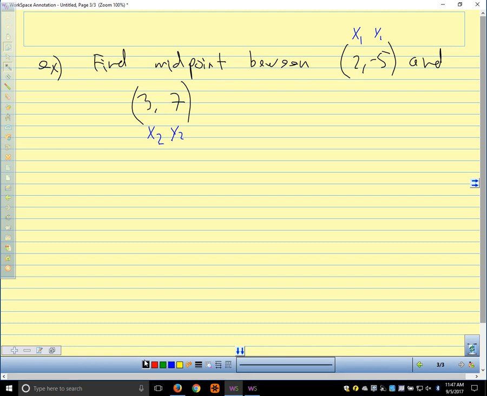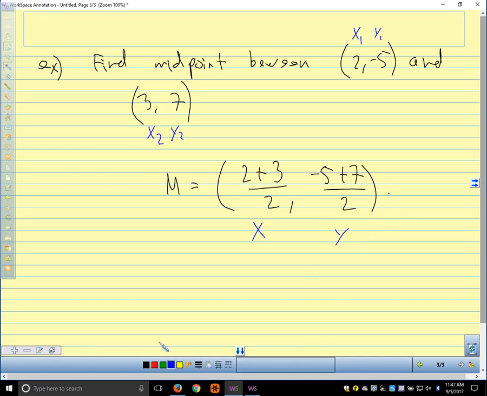And I'm just going to plug these numbers into my midpoint formula. We add the two x's: x1 is 2 plus x2 is 3, divided by 2. That gives me my x. And add the y's: y1 is -5 plus y2 is 7, divided by 2. That gives me my y.